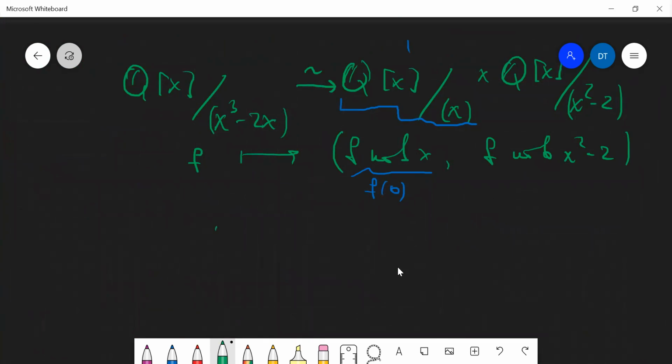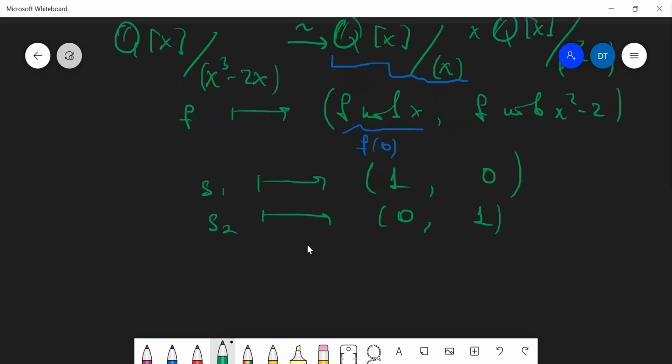First of all, we need to find two polynomials, S1, which goes to (1, 0), and the polynomial S2, which goes to (0, 1). And if we can find these, then a pair, let's say (f, g), must go to S1 times f plus S2 times g modulo x cubed minus 2x. So this is how the inverse map works.